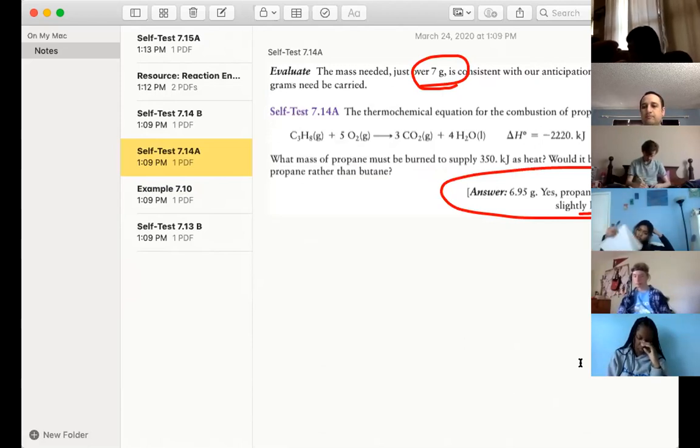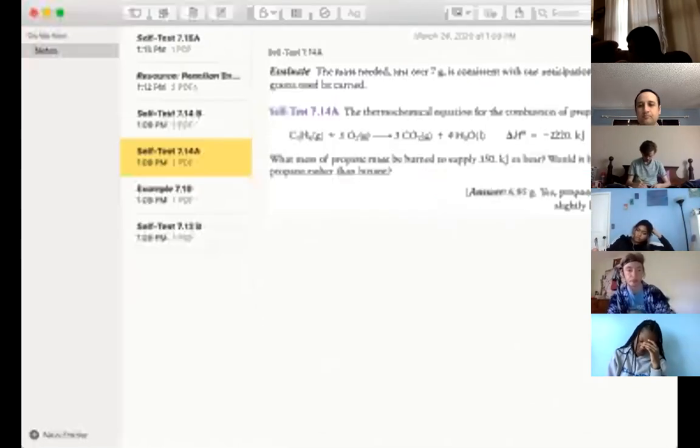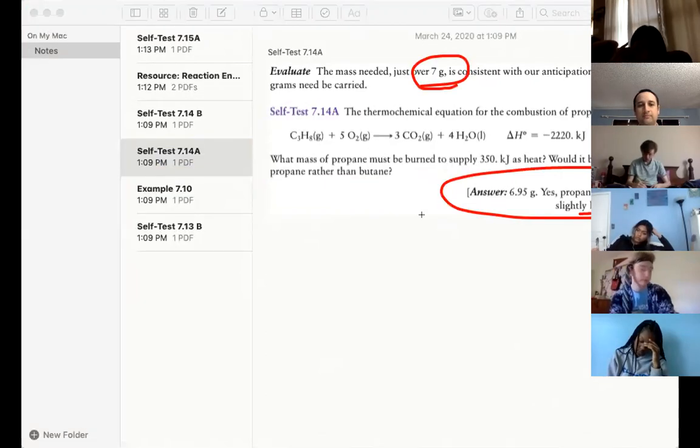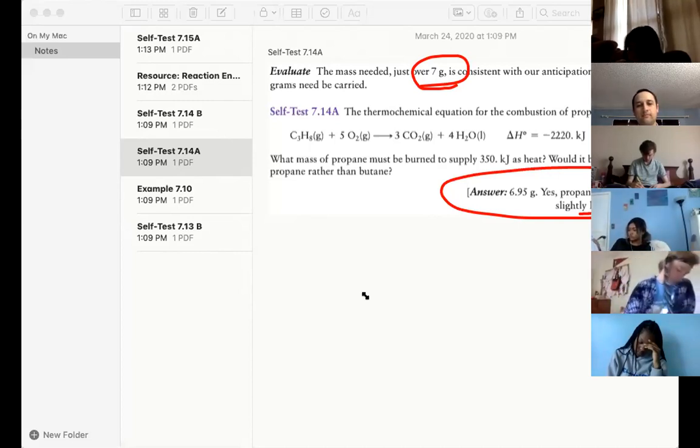Wait, what page is this in the book? It's 7.14a, so it's close to what we were doing last time. It's on page 400 in the book. All right, 400. Okay, thanks. You're welcome.